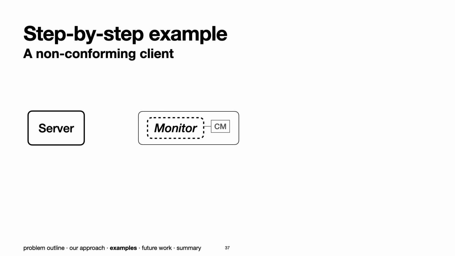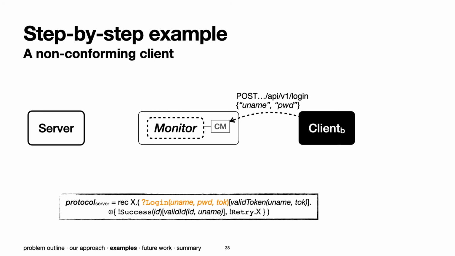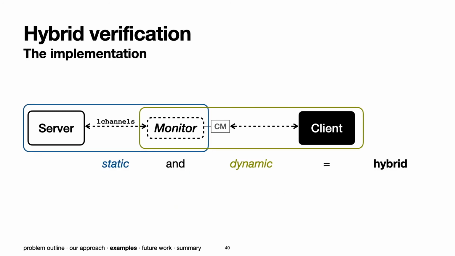Let's assume now that a client arrives which is implemented incorrectly. This client sends a login request including only the username and the password without the token. Once translated by the connection manager, the monitor analyzes the message contents, and since it does not conform with the expected protocol, it flags a violation and the session terminates there. And that sums up our hybrid approach.